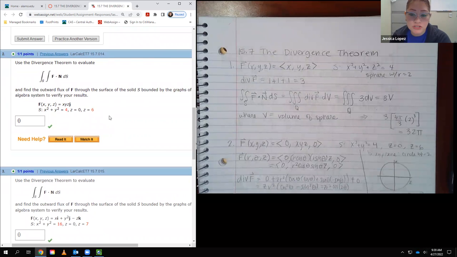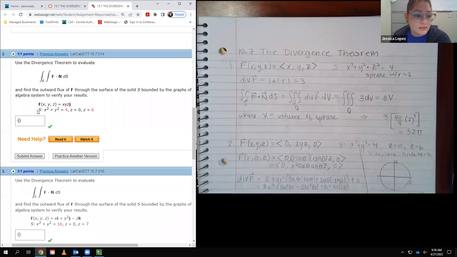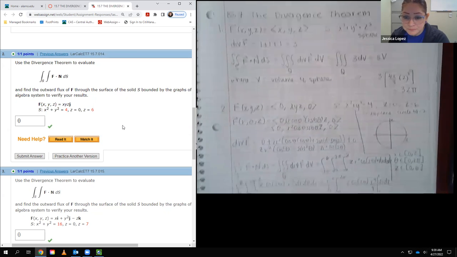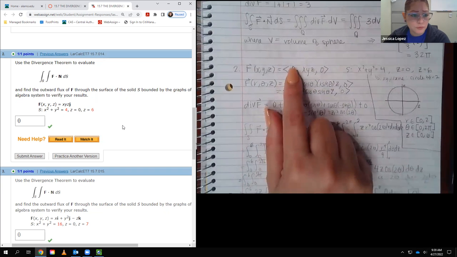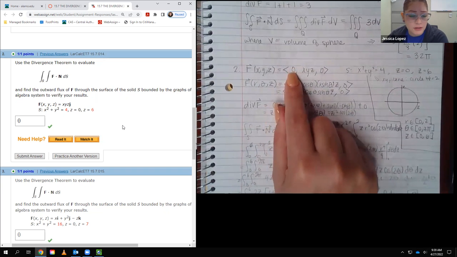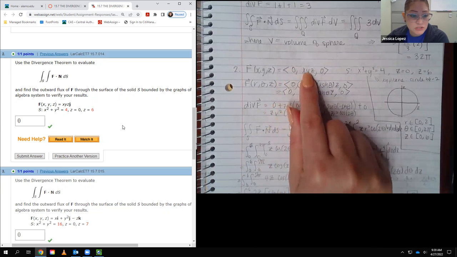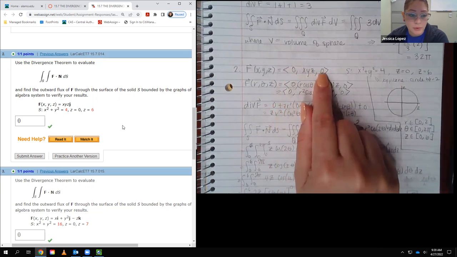Again, the same directions as before, but this time I'm given this as my vector field and then this as my surface. So here I did write it in component form. In my vector field, there was no I component. This was the J component and there was no K component.